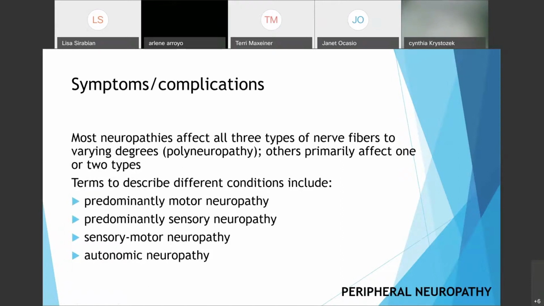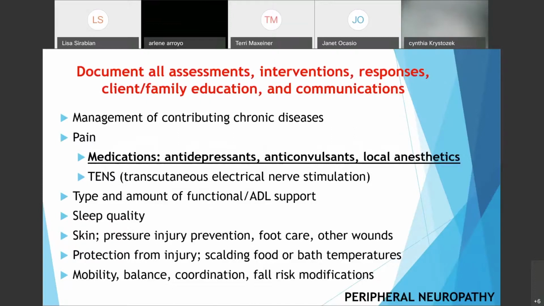So most neuropathies affect all three types of these nerve fibers. This is why we hear about polyneuropathy. Others primarily affect one or two types. So you might see it written in doctor's notes, predominantly motor, predominantly sensory. You may hear sensory motor neuropathy or even autonomic. Okay, so we're back to our red slide, reminding us to document all of our assessments, interventions, responses, education, and communications where all of these things are concerned.